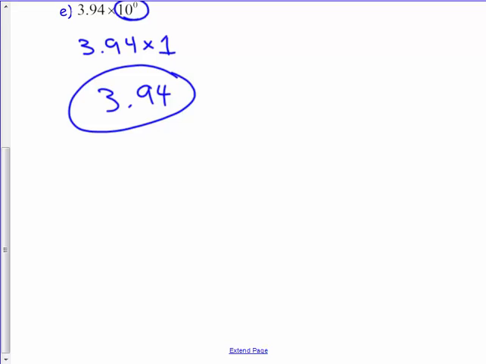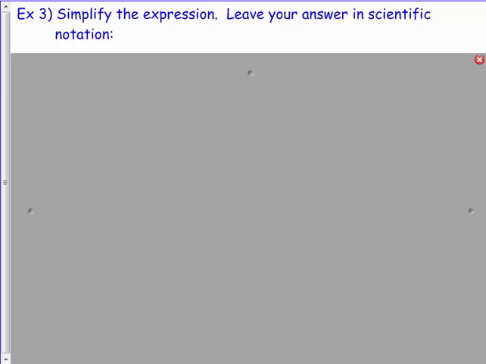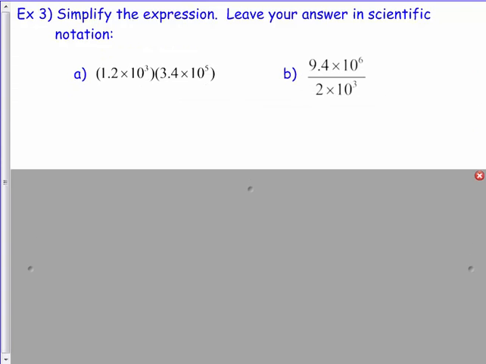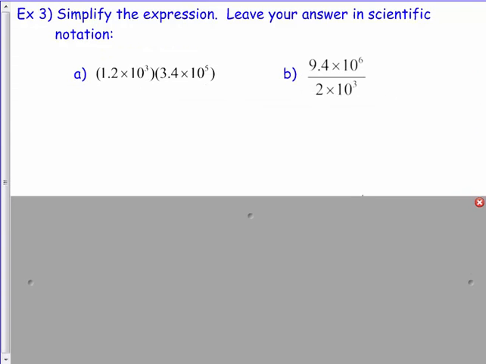The last ones here are the ones that can be a little bit trickier here. Some simplifying where we have to multiply and divide here. So the first thing I'm going to do is multiply my numbers together, the 1.2 and the 3.4. So I can kind of group these together here. 1.2 times 3.4, again, you could use your calculator for this, but that gives you 4.08.